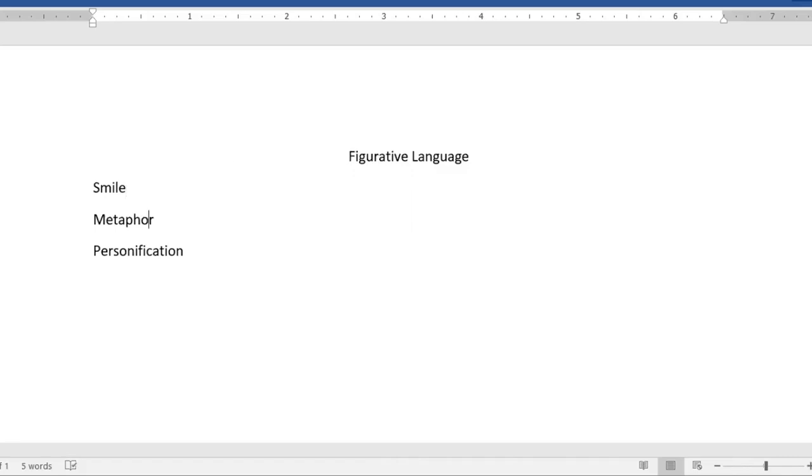See, as you know that simile, metaphor, you already know these are figures of speech. So we call them figures of speech. Many people also call it, when they use it, they say it's a figurative language. So what is a figurative language?